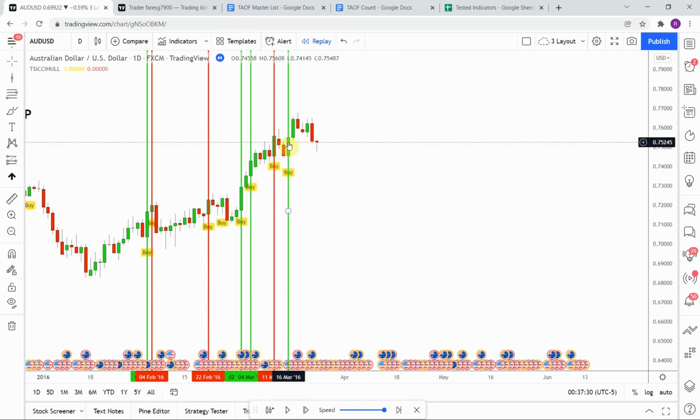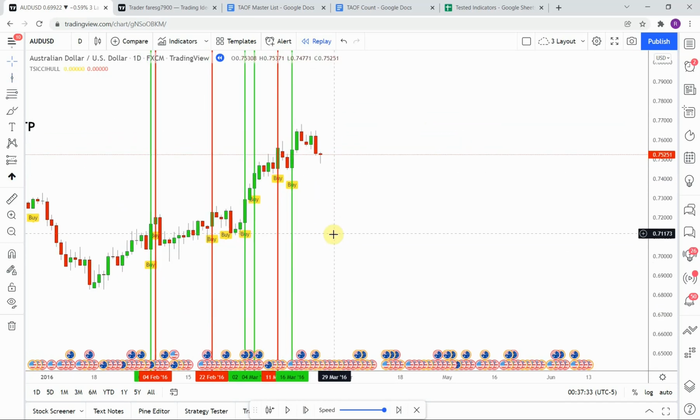Then we pick up a buy signal right here, but price action pushes down really heavily, stopping us out on that one before we pick up this buy right here. Price pushes up and gets us to take profit on that one.